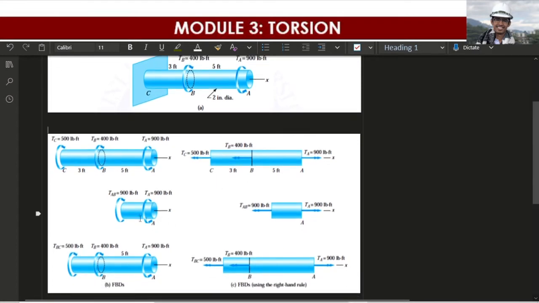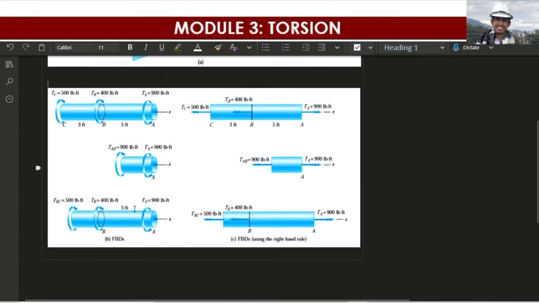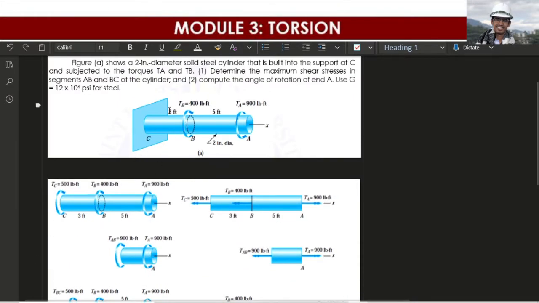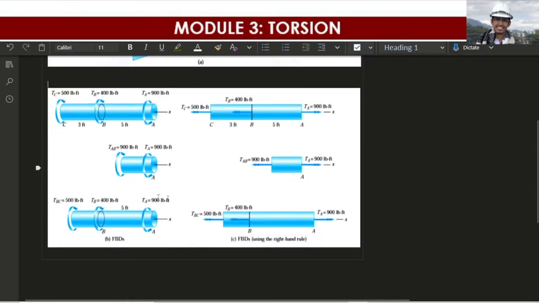So we have the middle diagram, which shows the internal torque. Just like with our stress, we isolate segment AB, so we cut it into a section. Then if our torque at A is 900 pound-feet counterclockwise, therefore our internal torque at segment AB will be 900 pound-feet clockwise. Okay? And for segment BC, we will cut the section in between B and C. So we have the torque at point A, that is 900 pound-feet, and the torque at B is 400 pound-feet clockwise. So TA will be positive and TB will be negative.